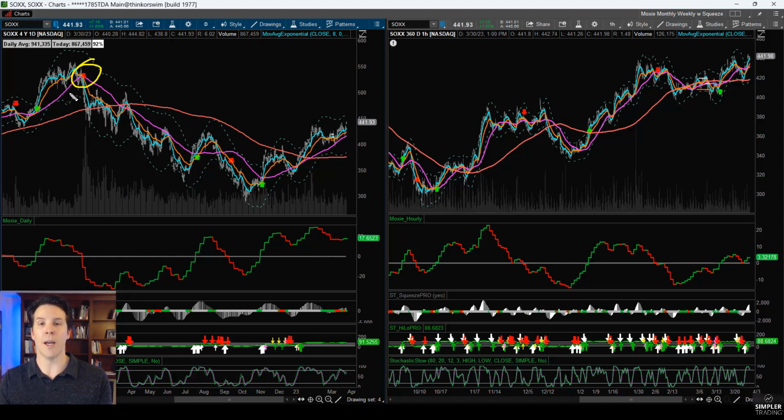And you can see right here we had the red price trigger indicating that momentum and energy was starting to go down and negative. And you can see that perfectly correlated with the drop in price.